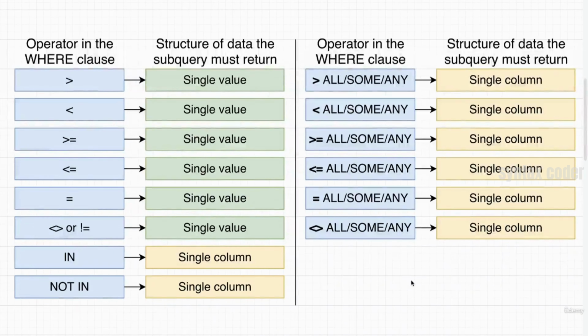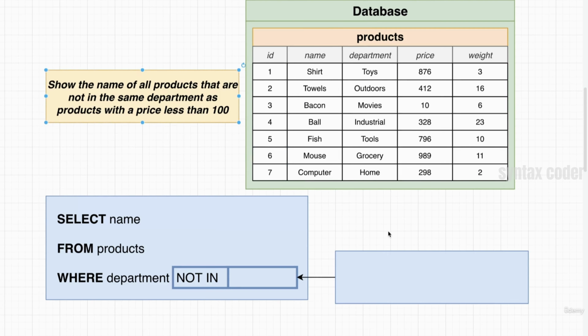So we can go back to our table. If we are making use of not in, that means that our subquery must return a single column. And as you'd probably guess here, our subquery is going to return back a single column that contains the departments that contain an item that has a price less than 100.